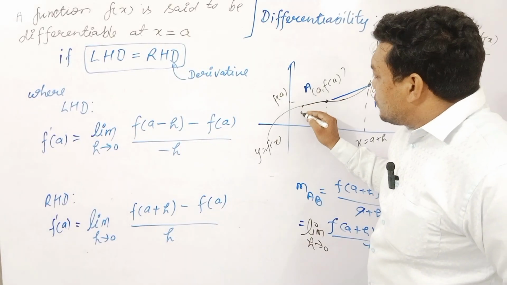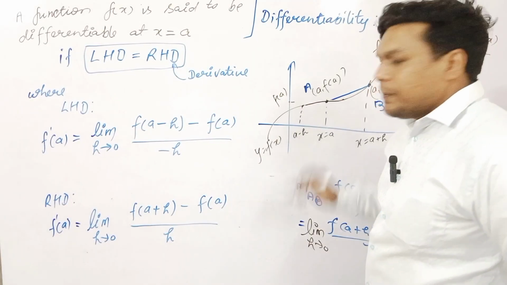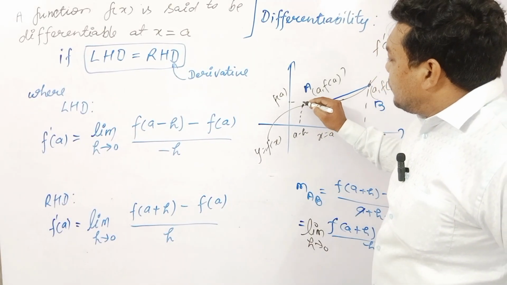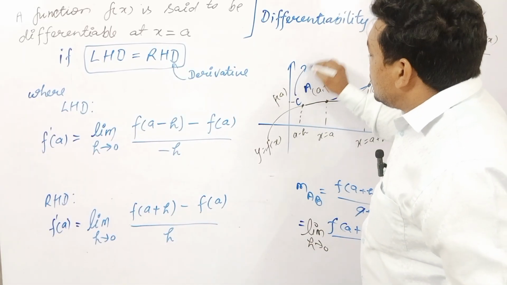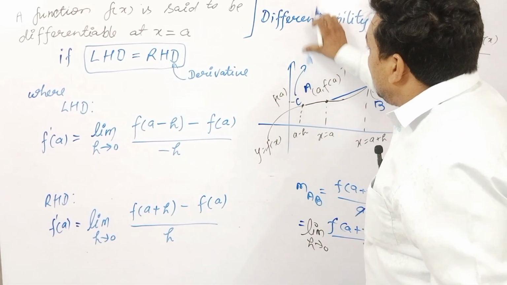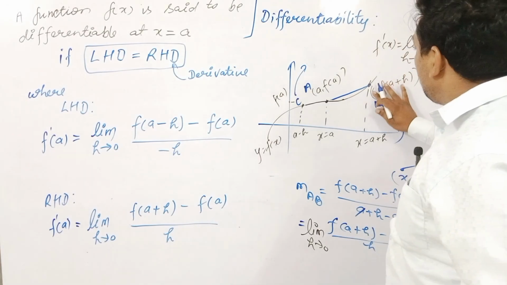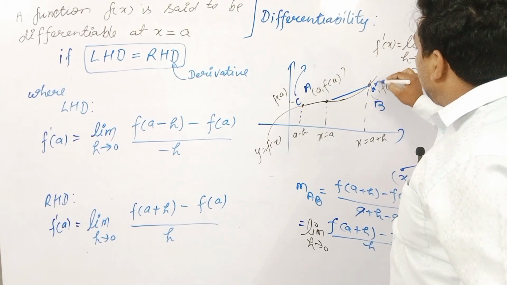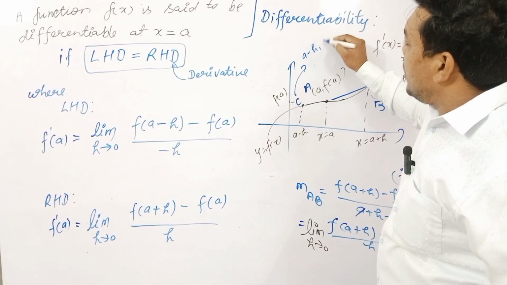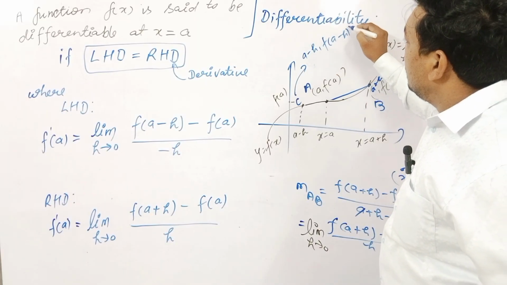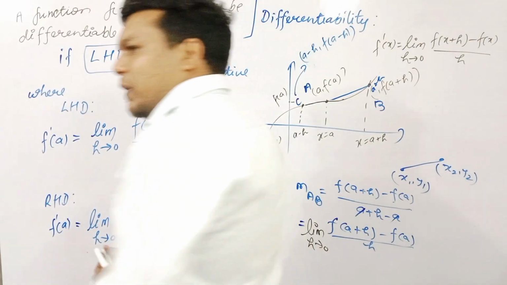Now, in the same way, suppose we have another point a minus h here. What will this point, say point C, be? This will be a minus h. Sorry, the earlier point should also be a plus h, that is, a plus h comma f of a plus h. And this point will be a minus h comma f of a minus h.